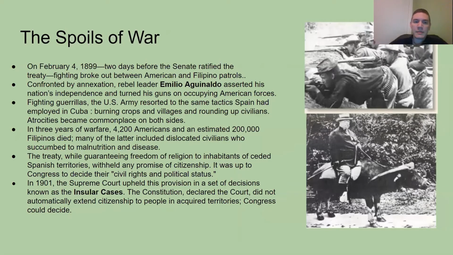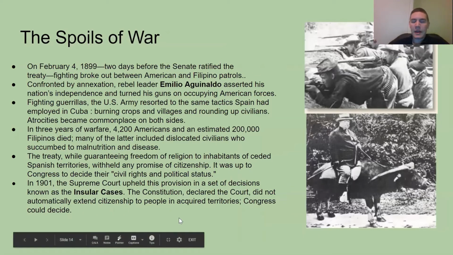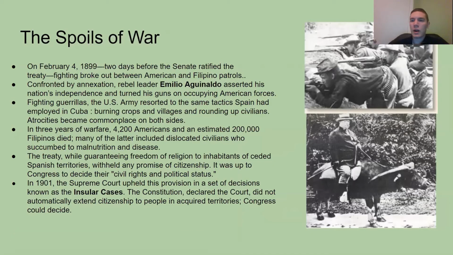Holding the Philippines becomes very difficult. The fighting over the Philippines is going to last a long time. In 3 years of warfare, 4,000 Americans are going to die because the Filipinos want their independence, and we don't want that to happen. We also say in the insular cases that when we take over other territories, it does not necessarily mean that the people we take over are U.S. citizens. Congress can decide who and where people are going to be citizens.